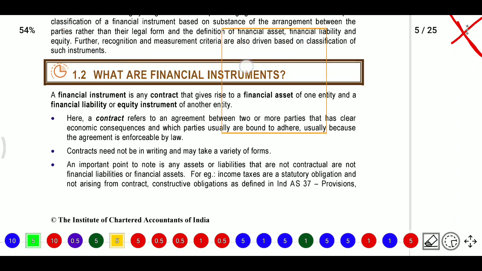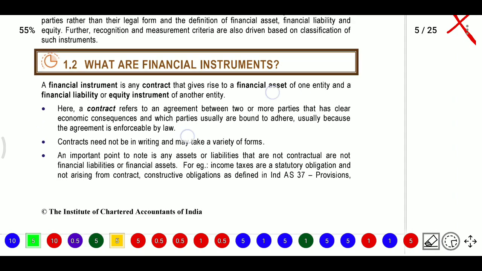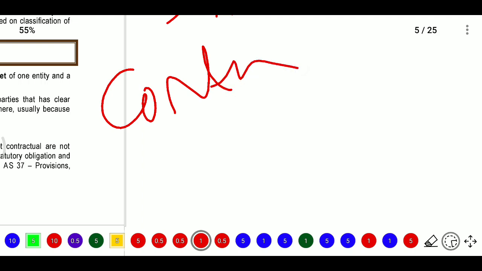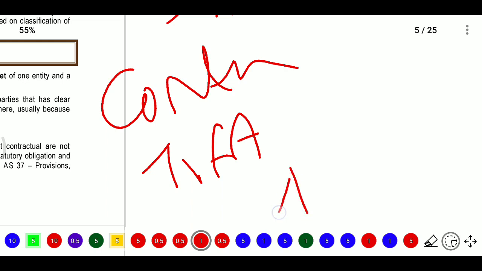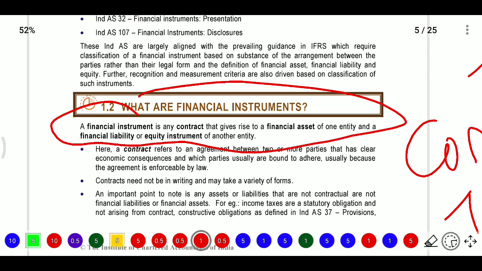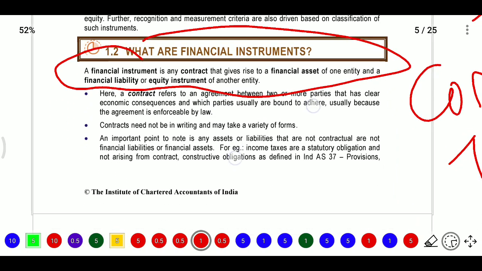Now, first, what is known as a financial instrument? A financial instrument is one contract. The contract gives rise to a financial asset of one entity and a financial liability or equity instrument of another entity. This is known as a financial instrument. The definition: a financial instrument is a contract that gives rise to a financial asset to one entity and a financial liability to the other entity.